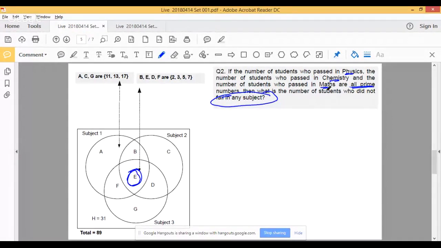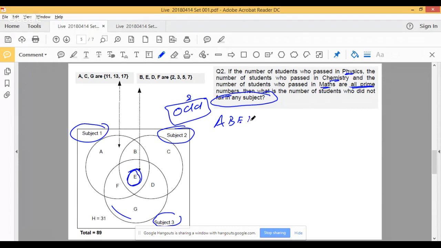Now, what do we know about prime numbers? Except for 2, all other prime numbers are odd numbers. And the people who passed in physics, the people who passed in chemistry, the people who passed in maths, each total should be a prime number. All these totals, A, B, E, F; B, C, D, E; D, E, F, G, should all be prime numbers, in other words, they should all be odd numbers. Now, we don't want to find all the prime numbers. There are multiple scenarios possible, but we don't want to find those odd numbers.